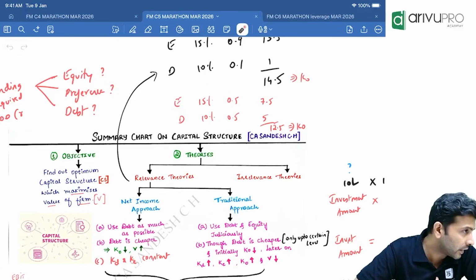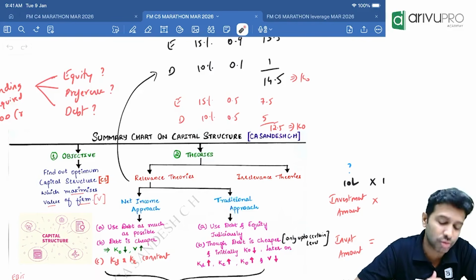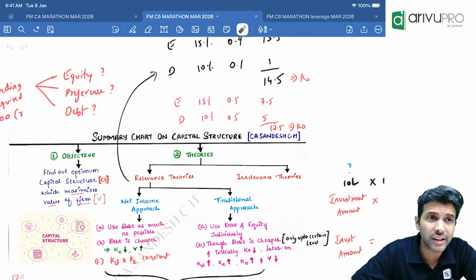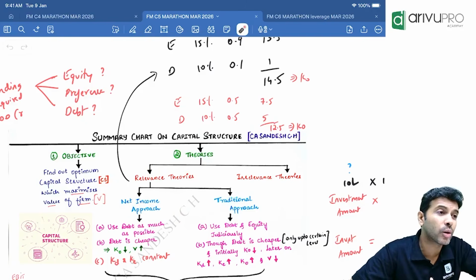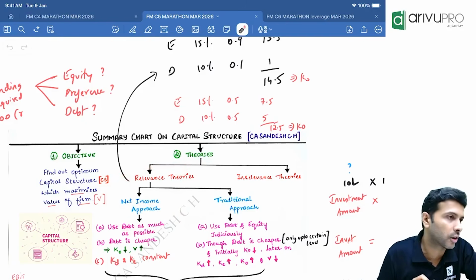By using the debt, Ko we can reduce. What is this theory saying? By using the debt, overall cost of capital will reduce. And we just now learned if Ko reduces, value of the firm will increase. That is the relevance theory's argument.